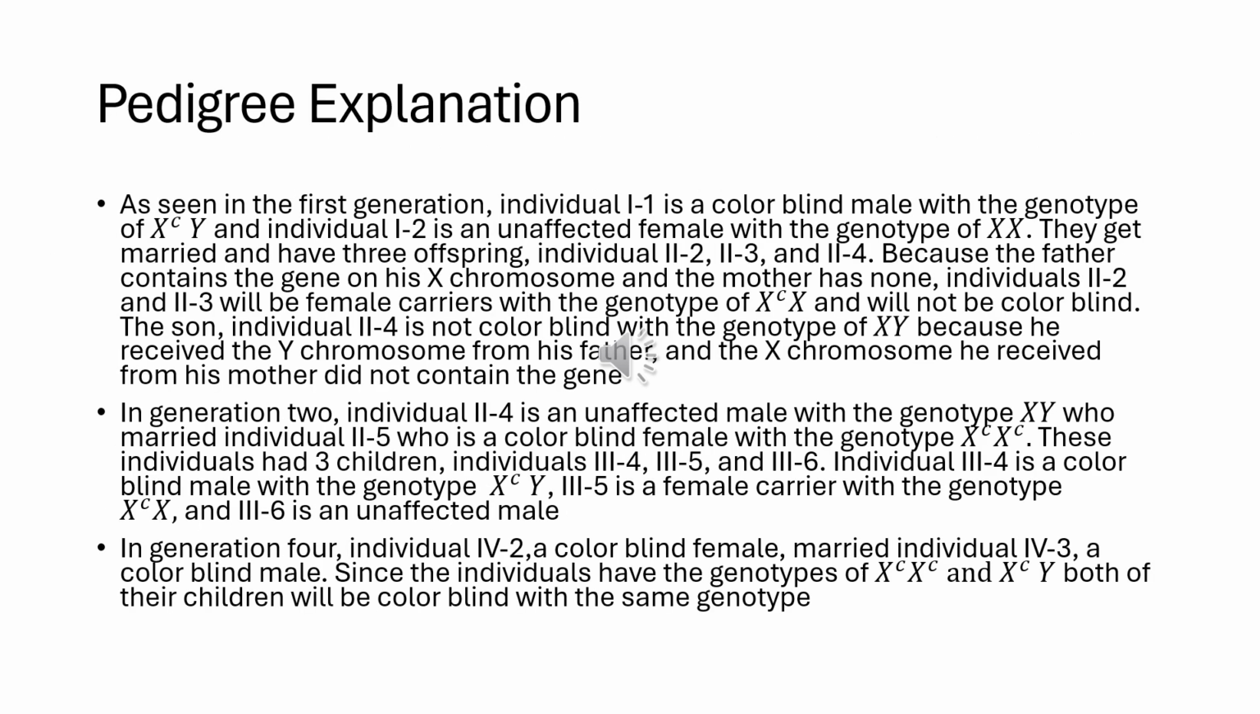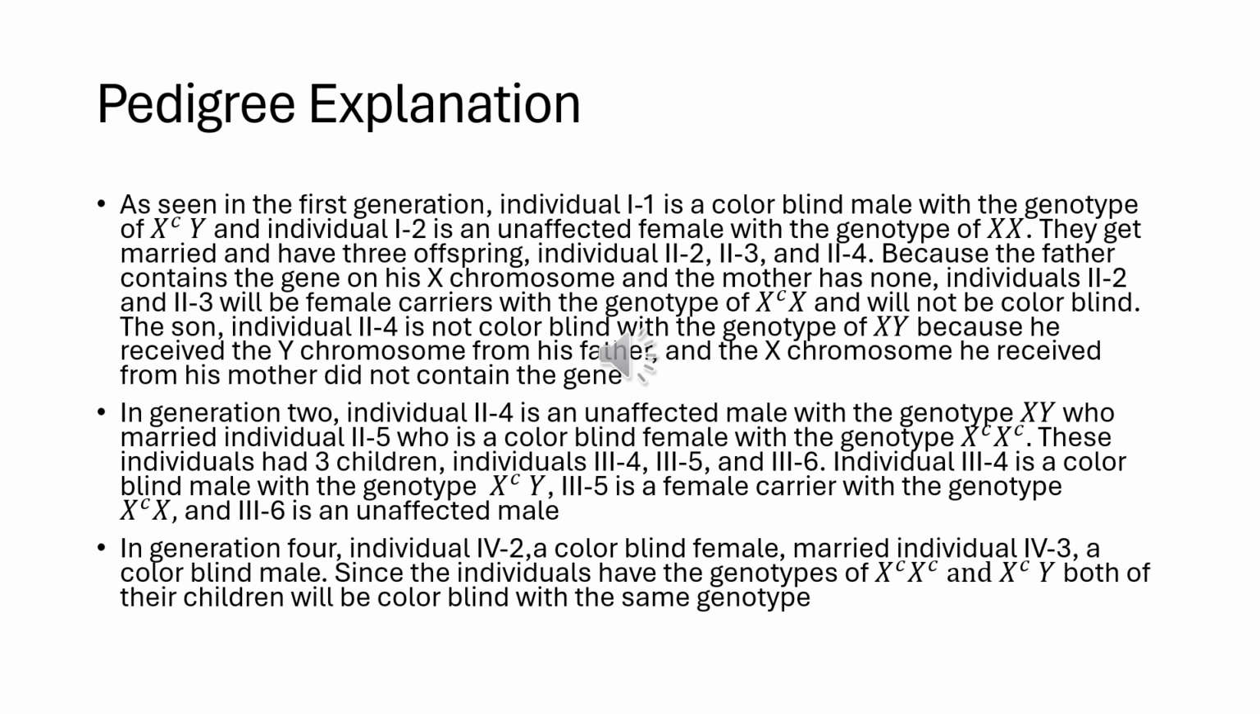To show some examples from my pedigree, if you look at the first generation, individual 1 is going to be a colorblind male, meaning he will have the genotype of X^C Y, and individual 2 in this generation is an unaffected female who will have the genotype of XX. These two individuals get married and end up having 3 offspring. Because the father is colorblind and has the gene on the X chromosome, and the mother has none of the genes on her X chromosomes, individuals 2 and 3 from the generation will be female carriers that do not have color blindness and have a genotype of X^C X.